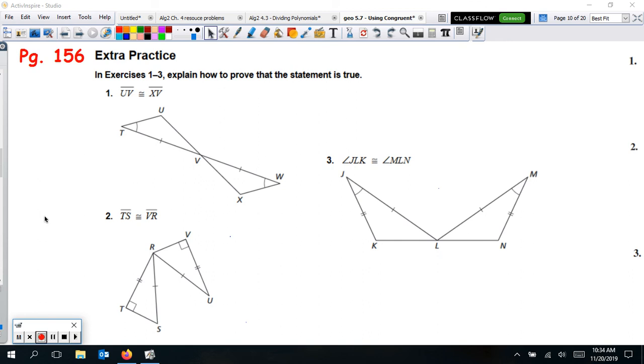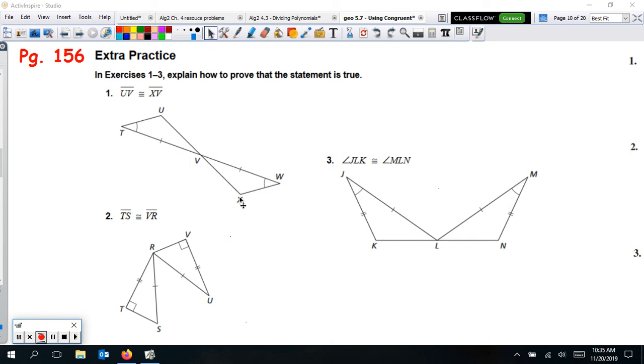Okay, on page 156, our extra practice, we have 1 through 3. It just says explain how to prove that the statement is true. And the statement here on number 1 is that UV is congruent to XV. So that would be right here. UV, this segment here, is congruent to this segment of XV over here.